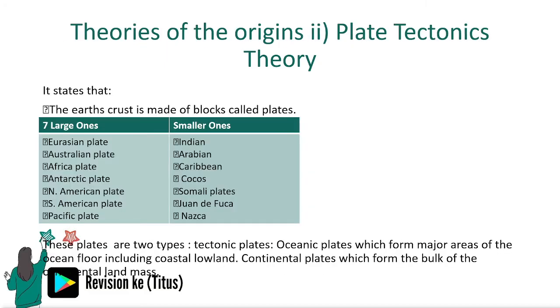We also have another theory called the plate tectonics theory. It states that the earth crust is made of blocks called plates. We have the 7 large ones and the small ones. You can look at them. These plates are of two types: the oceanic plates, which form major areas of the ocean floor, including coastal lowland, and the continental plates, which form the bulk of the continental landmass.